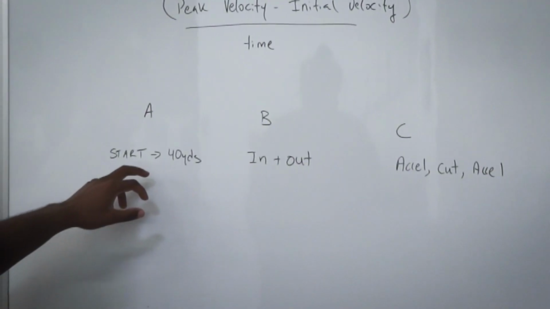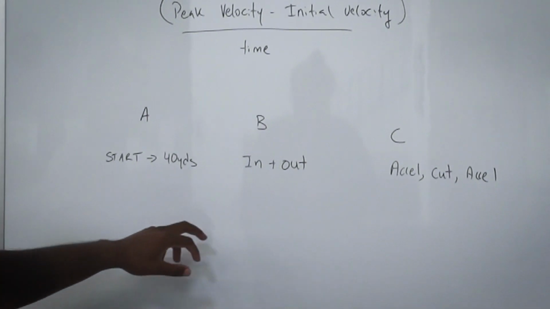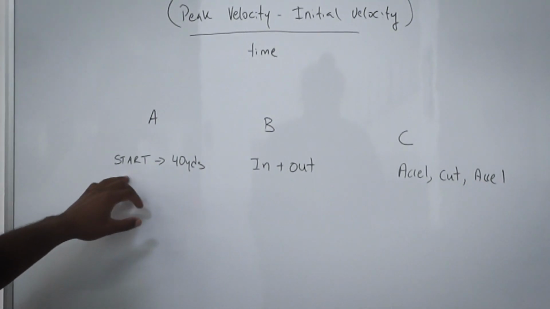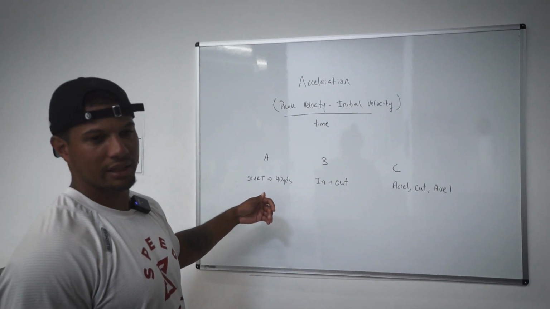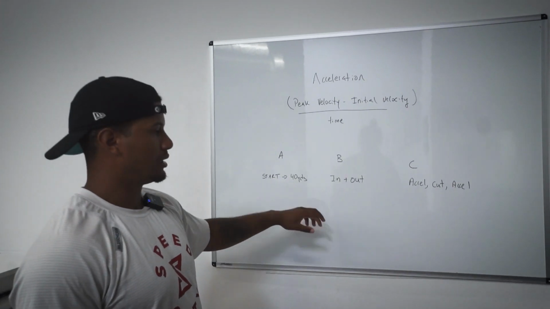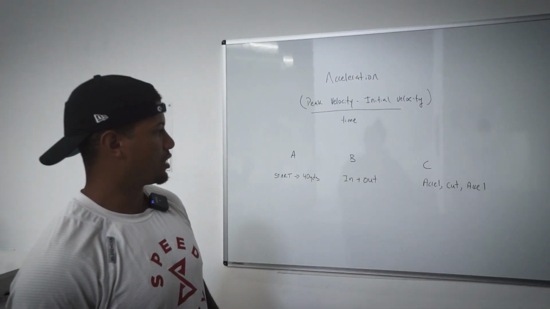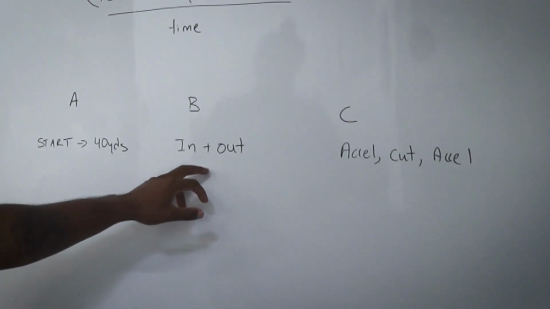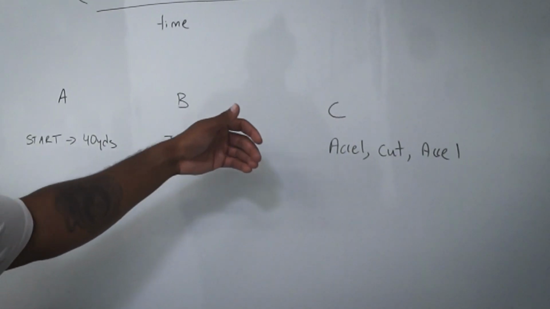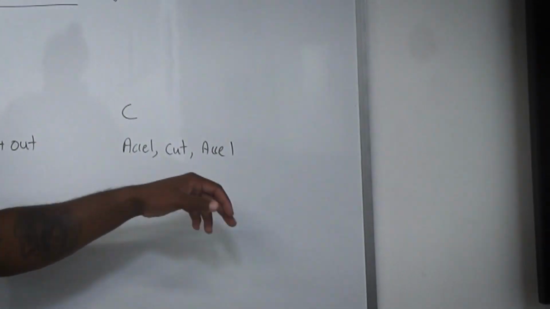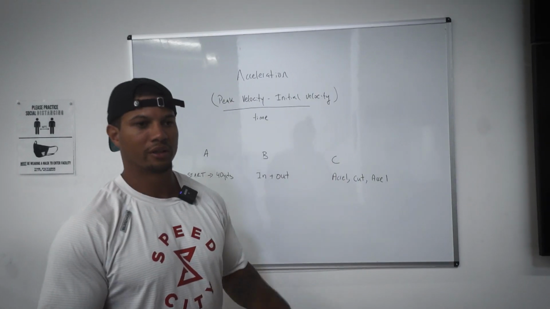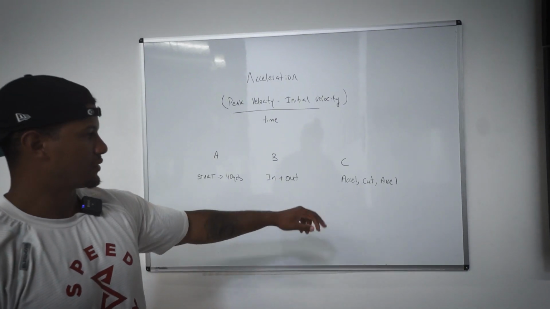So for A, these are all versions of acceleration. First is a static start to 40 yards. So an athlete starts from 0, they accelerate up to top speed, and they hit top speed somewhere before 40 yards. Second is they accelerate, they float, and then they re-accelerate. That will be in and out. And then accel, cut, accel. So they accelerate, put one foot in the ground, re-accelerate. All three are examples of acceleration.